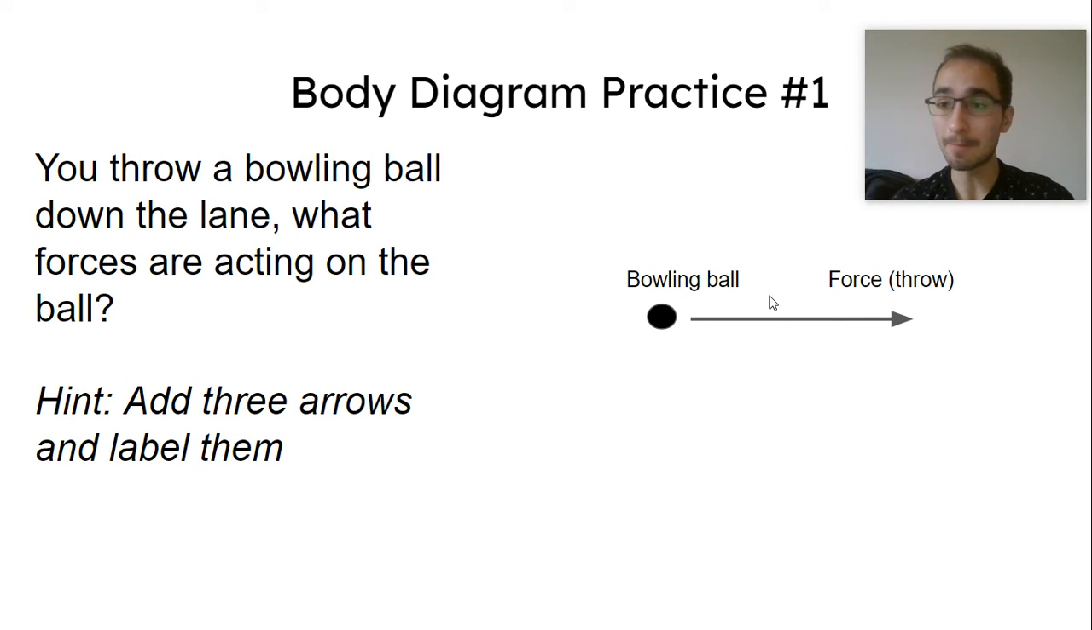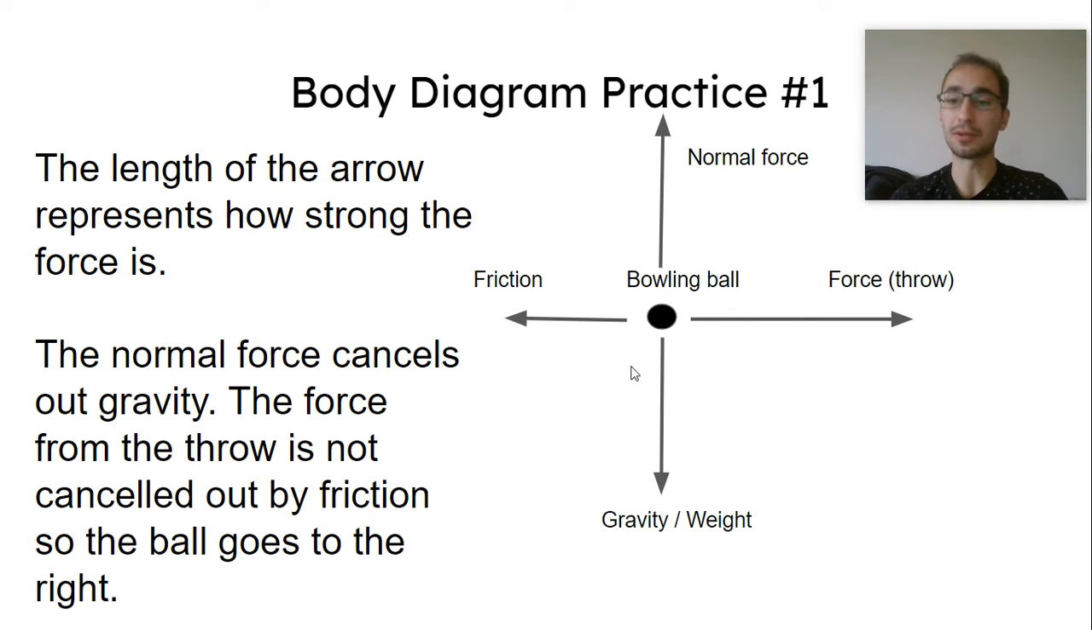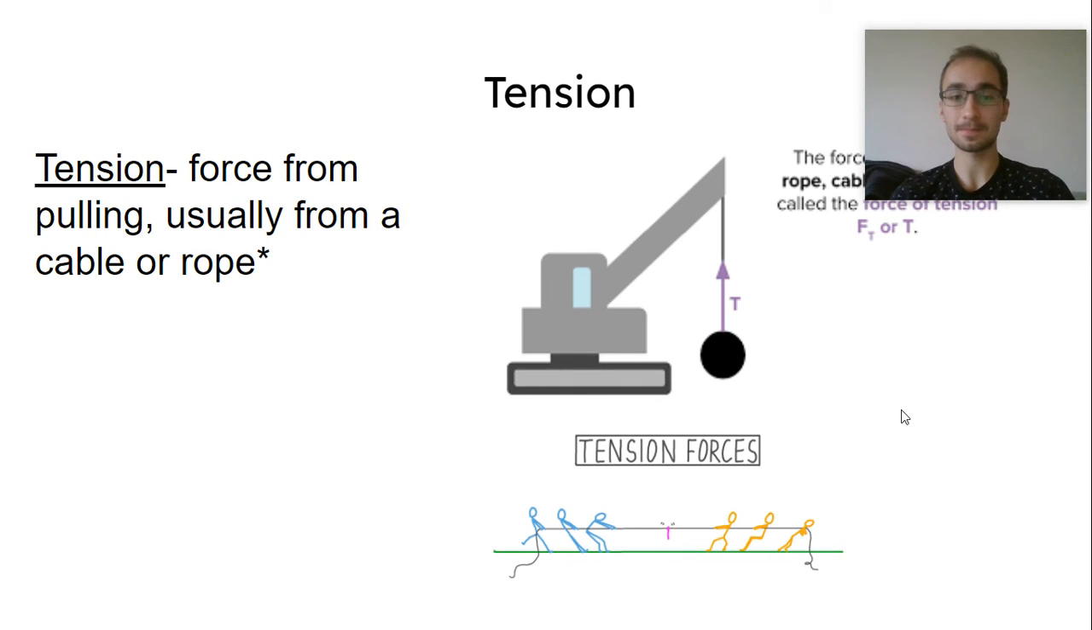Okay, so remember, everything has gravity, so you should start with that one. Next, if you're throwing the ball to the right, it's going to have friction going to the left, and since the ball is not falling, it has normal force from the lane. So the normal force and the gravity cancel out, and yes, it has friction to the left, but it's not as strong as the force that you throw it with. So that's a body diagram of a bowling ball.